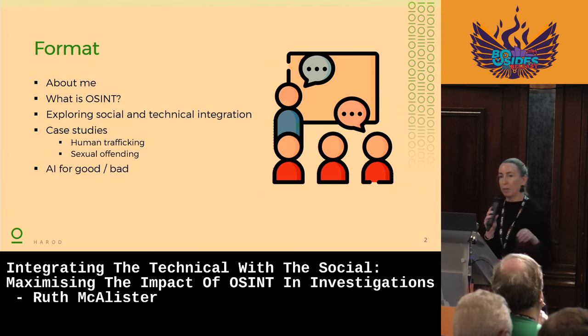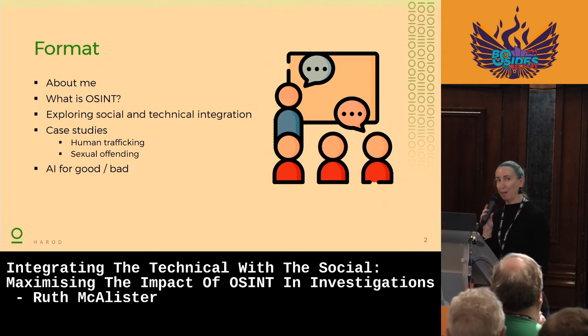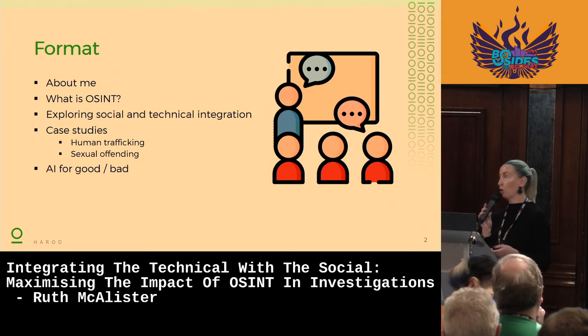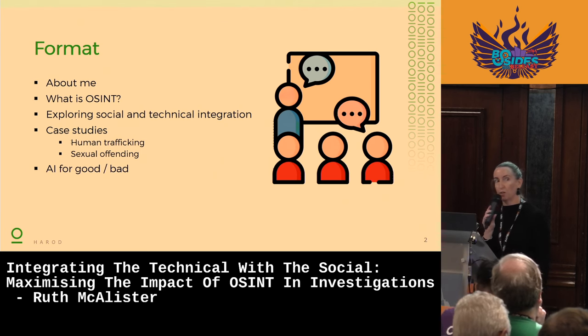I'll then mention a little bit around AI. In a room full of technical people, I haven't got to explain very much around that, of course, but it really is impacting on some of the work that I do. And I think working with technical people, social scientists like me can really help further our work around bad actors in the online space.